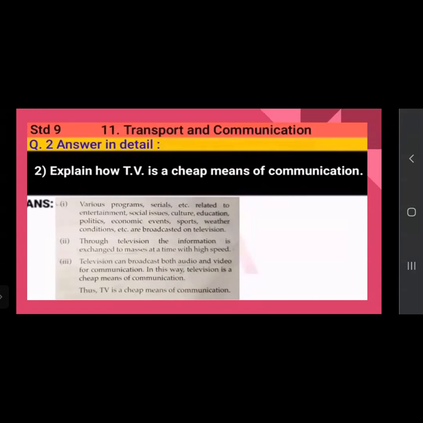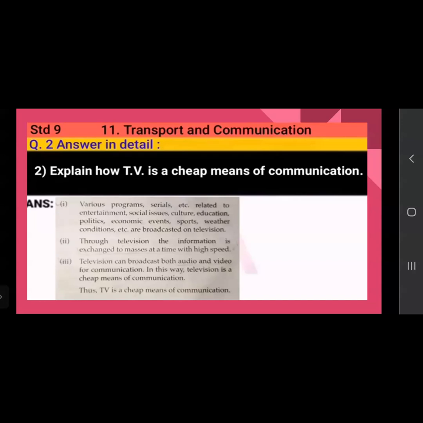Explain how TV is a cheap means of communication. Various programs, serials, etc. related to entertainment, social issues, culture, education, politics, economic events, sports, weather conditions, etc. are broadcast on television. So you can see various programs on television related to entertainment, social issues, culture, education, politics. All such types of programs you can see on the television.